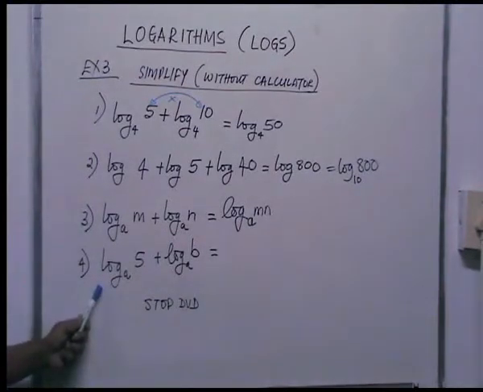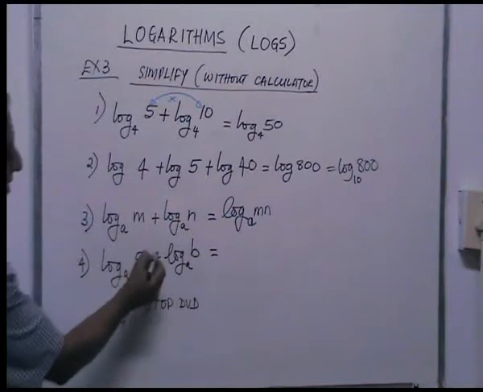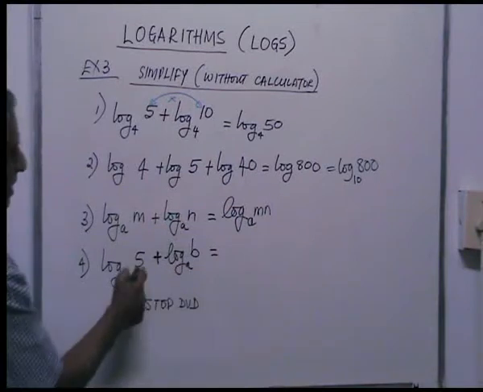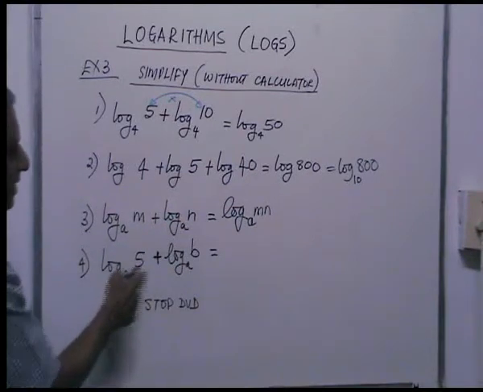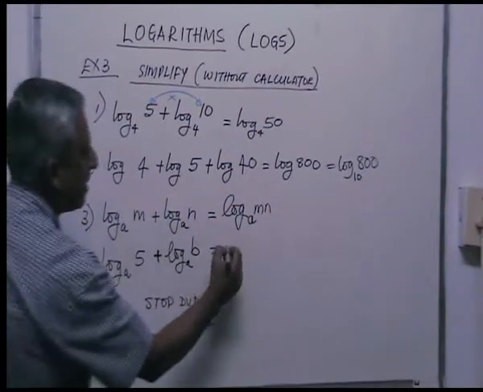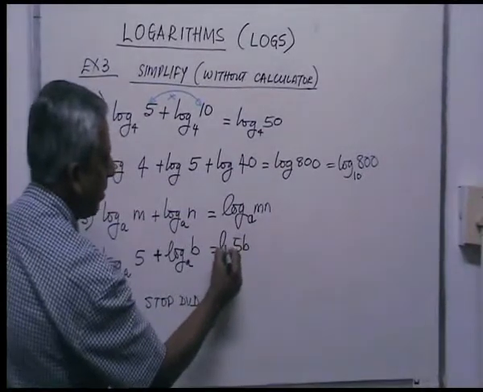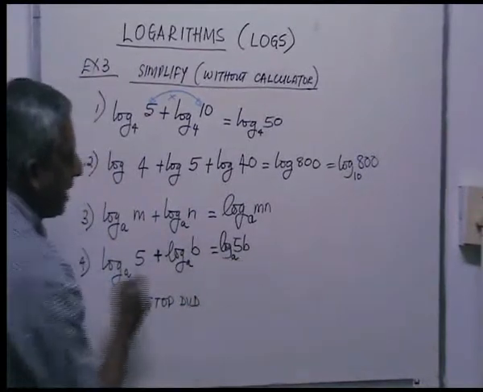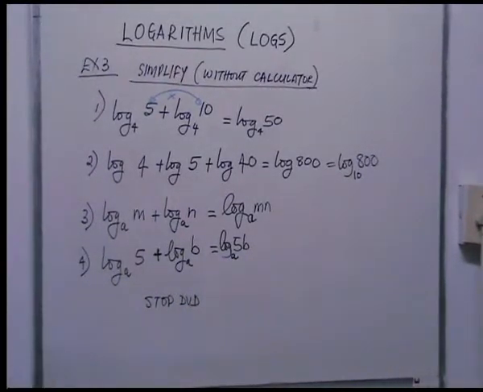If I look at the next example. Firstly, there's a plus sign, so law 1 applies. And secondly, the bases are the same. So two conditions, there's a plus sign and the bases are the same. Therefore, I can just multiply these two. 5 times b is 5b. So it will be log 5b, and I must write down the base, which happens to be a. So the answer for number 4, log 5b to the base a. Alright, so that was applying law number 1 in logs. And I hope you did get them all right.